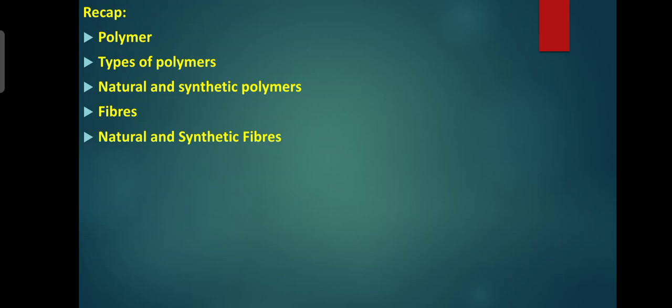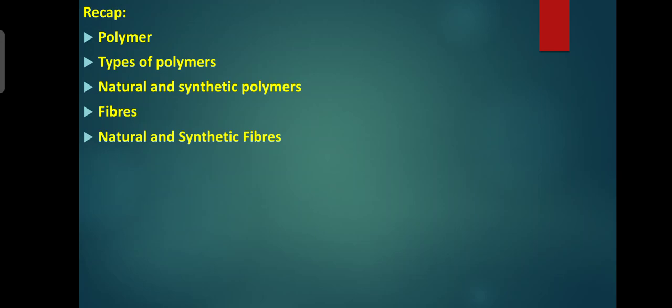Second one, synthetic polymers. Synthetic polymers or man-made polymers are produced by using raw material from petroleum oil and gas. Plastics are synthetic polymers. Next one, fibers. We wear clothes, use bags, ropes, blankets, etc. in our daily life. They are made up of fibers.